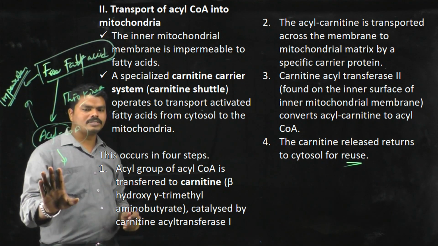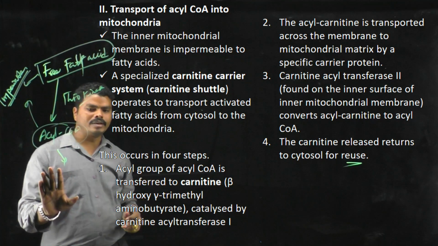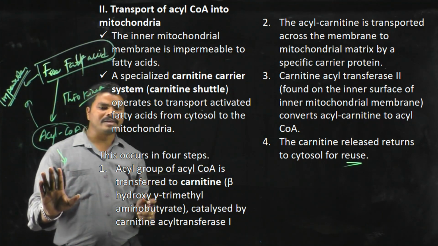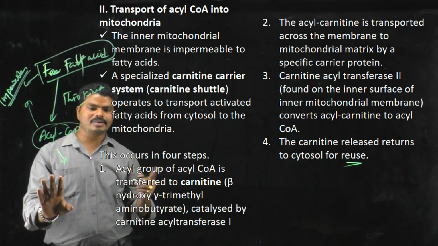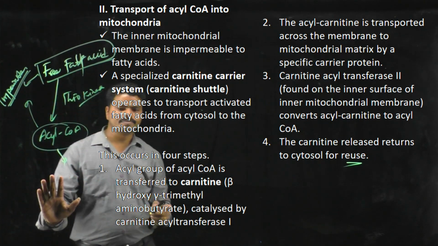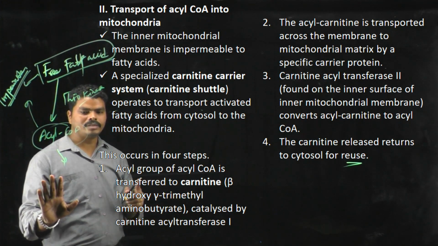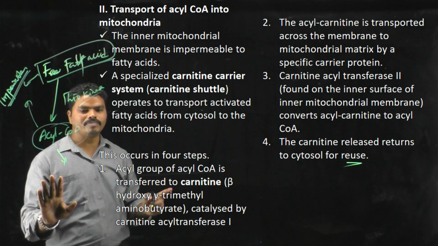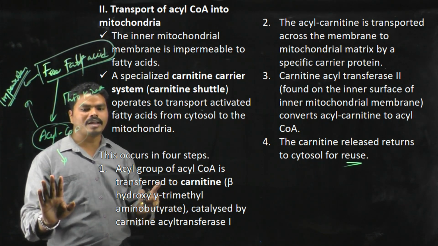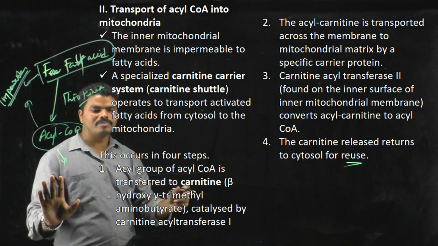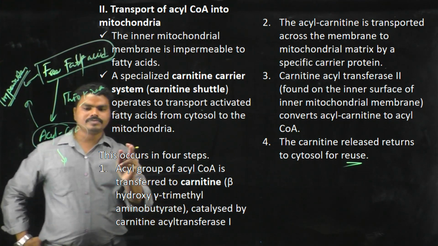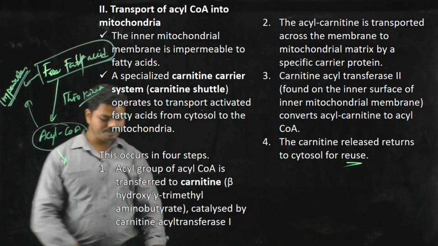In that, the first one is that the acyl group of acyl-CoA is transferred to carnitine. Carnitine is nothing but beta hydroxy gamma trimethyl aminobutyrate, and this will be catalyzed by the carnitine acyl transferase 1 enzyme. We already saw this.